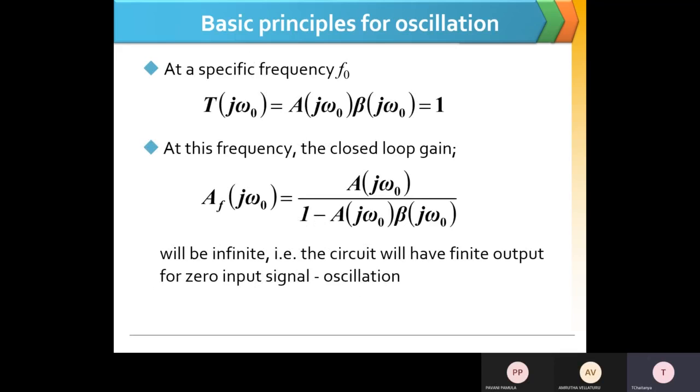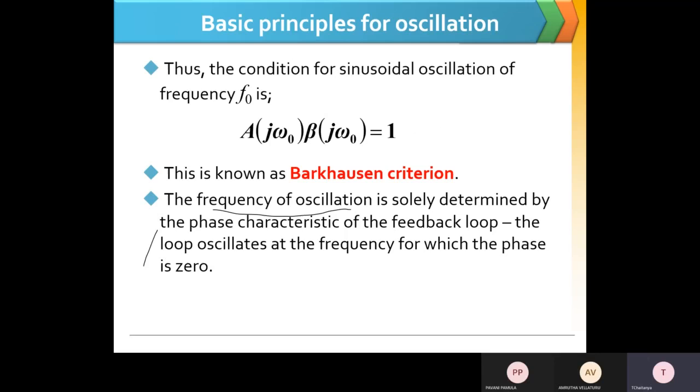So specifically, we can represent the frequency as f naught, and we can represent omega by omega naught. So from this, T of j omega naught equals A of j omega naught into beta of j omega naught, equal to 1. So from this, the amplification factor AF equals A of j omega divided by 1 minus A of j omega naught into beta of j omega. So these two values become 1. That is the condition of the Barkhausen criteria.